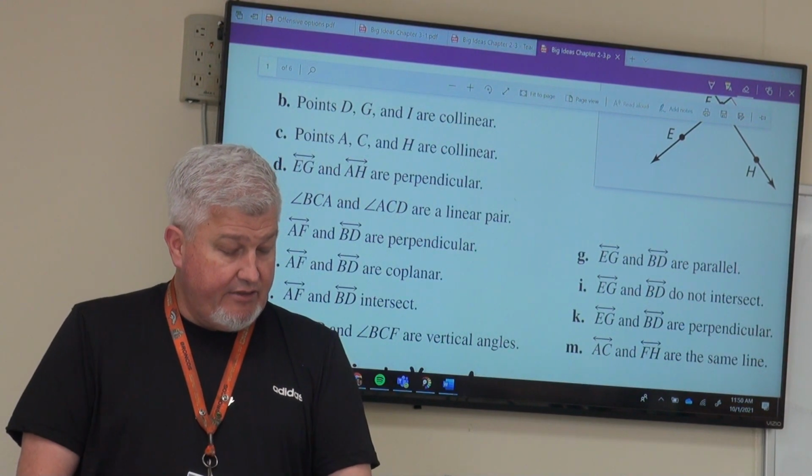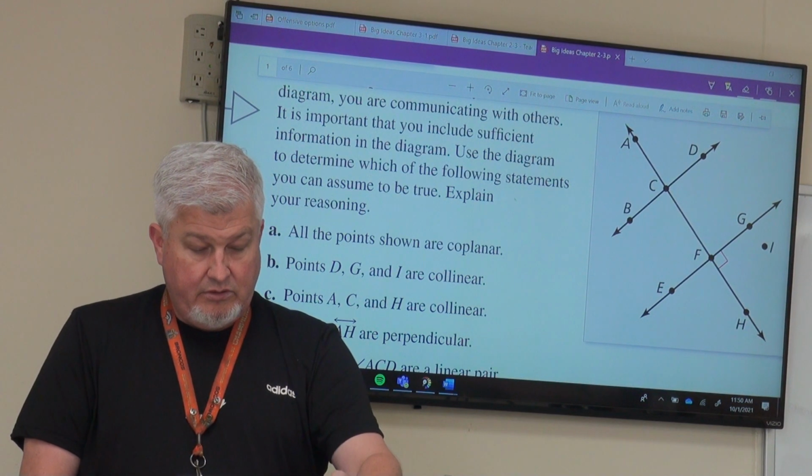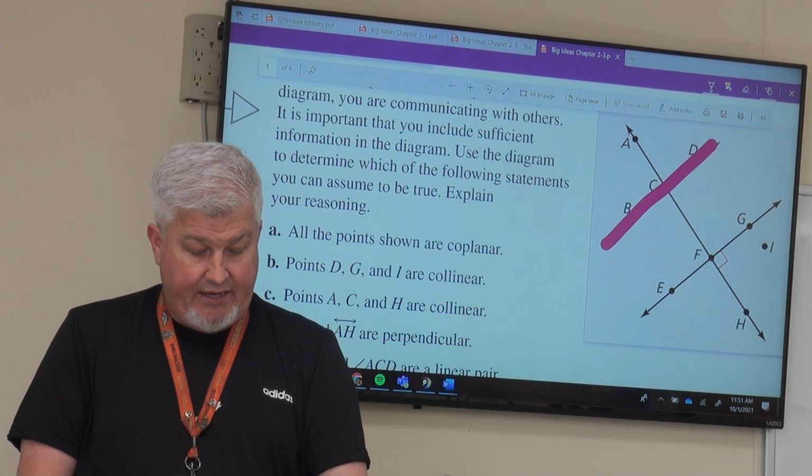AF and BD, I already did that. EG and BD are parallel. This line and this line, are they parallel?